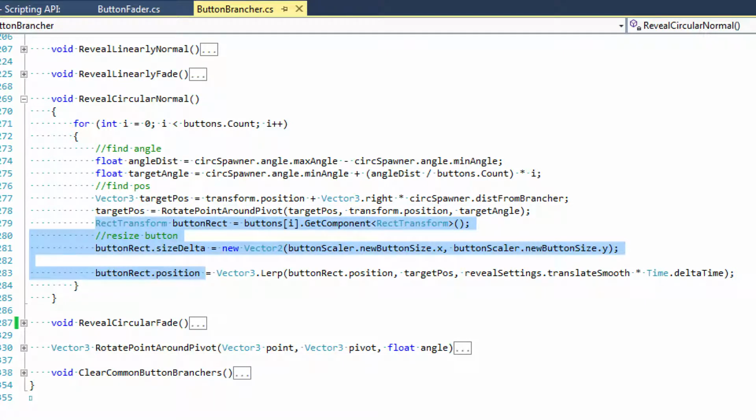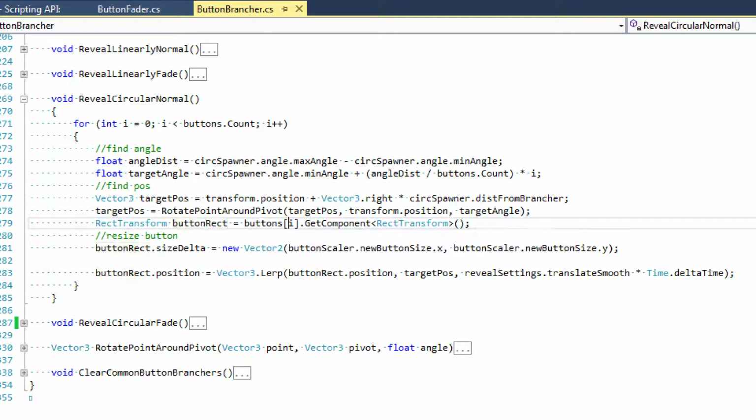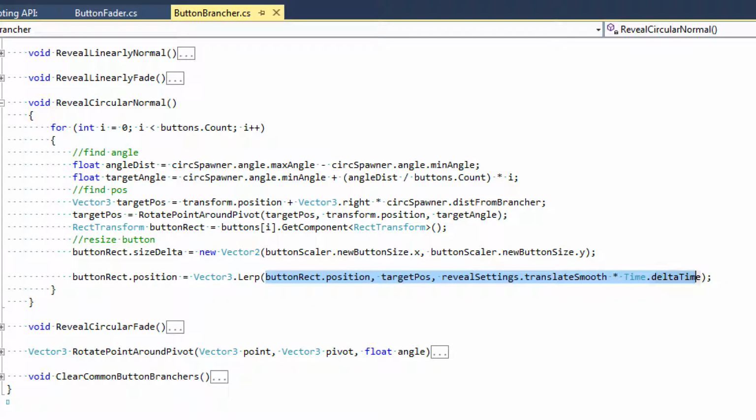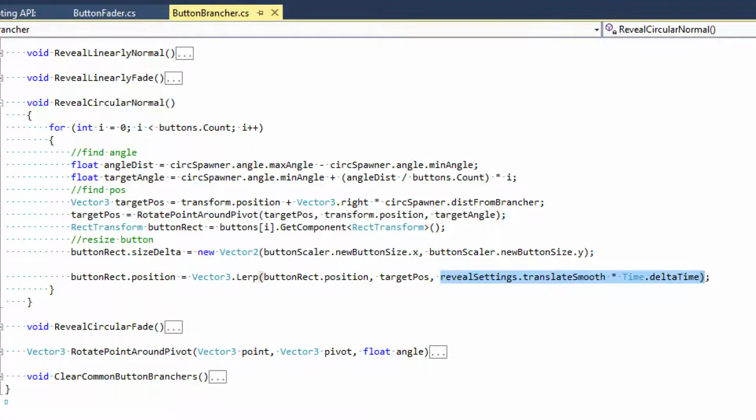Okay, so after we've rotated our point, which is this line here, we're going to do a lot of the same stuff that we've been doing with our previous animations, where we get our button rect, and we set it equal to our GetComponent RectTransform. The reason we do that is so that we can resize our button using sizeDelta. We're resizing it based on the current screen size, and then what we do is we use our button rect to move the position of the button, and we're using Vector3.Lerp to do that. So again, the 3 parameters for lerping are the position we're moving from, the position we're moving to, and how fast we want to move from and to that position.